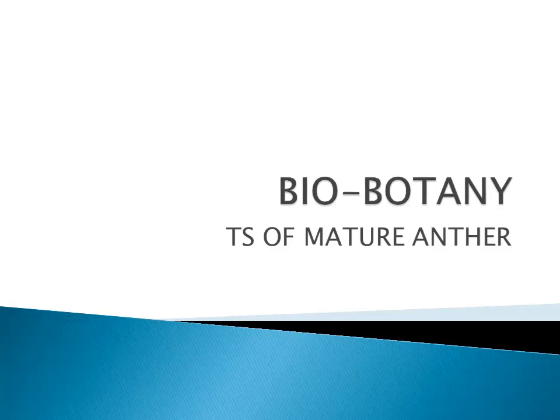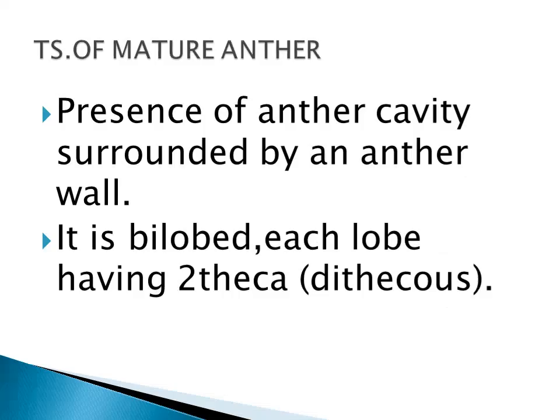So today in class we are going to see the TS of a mature anther. It happens in the male part of the plant. The anther contains an anther cavity surrounded by a wall, called the anther wall. It is bilobed, two lobes are present, separated by theca. That is the ditheca stage.